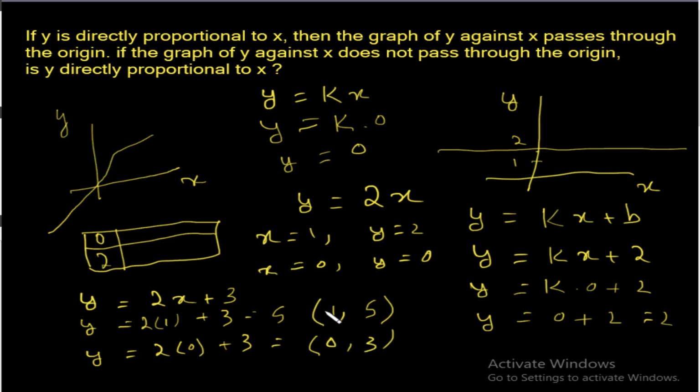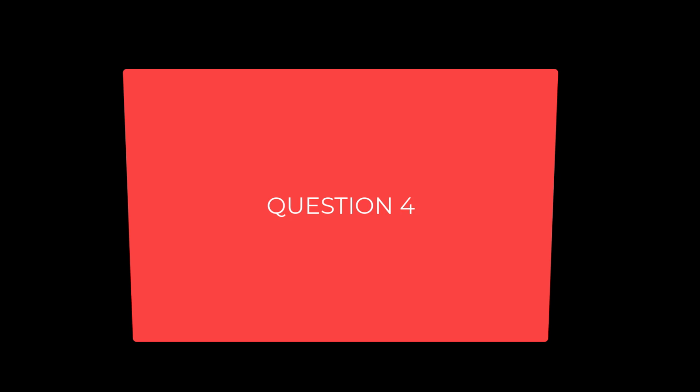So the conclusion is this one: if the graph of y against x does not pass through the origin, then y is not directly proportional to x. It may still be linearly related, but the presence of a non-zero intercept indicates that the relationship includes an additional constant term and is thus not a direct proportionality.